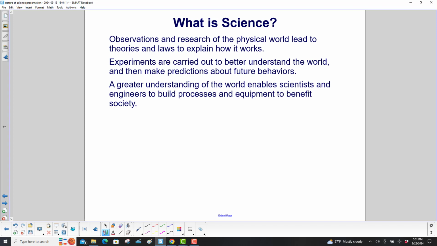Observations and research of the physical world lead to theories and laws to explain how it works. Experiments are carried out to better understand the world and then make predictions about future behaviors. A greater understanding of the world enables scientists and engineers to build processes and equipment to benefit society.